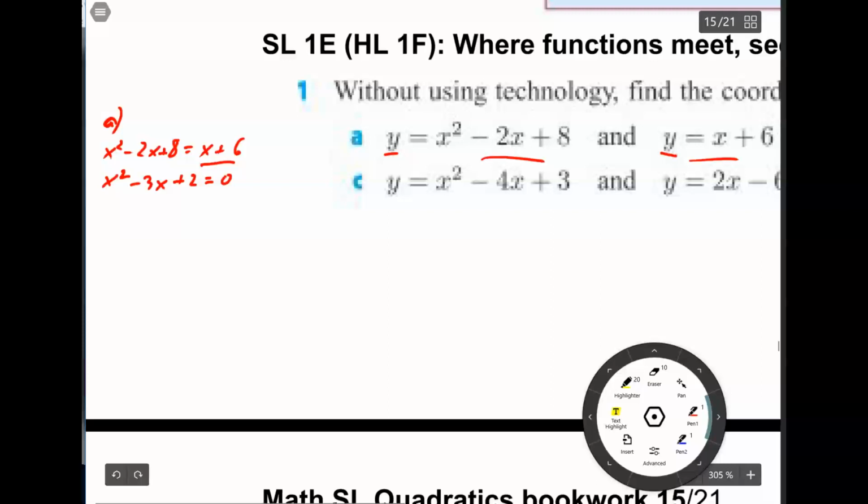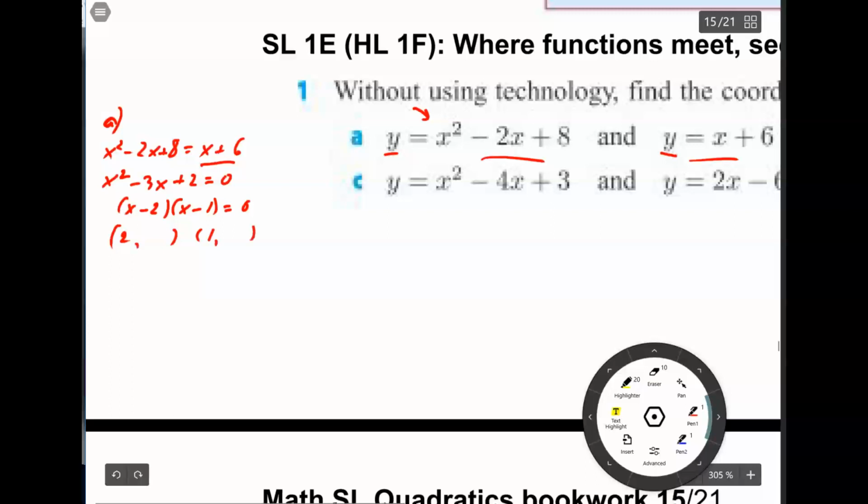Now we have a new quadratic, which is related to the original quadratic, but it's not the same, right? And then we're going to figure out what x values make this true. So we're going to factor it, and we get x minus 2 times x minus 1. And so the two possible x values are going to be 2 or 1, right? And so the coordinates where they intersect would be 2 comma something and 1 comma something.